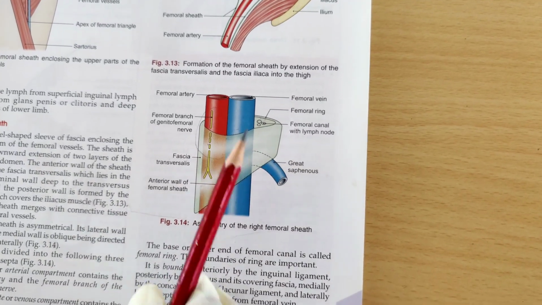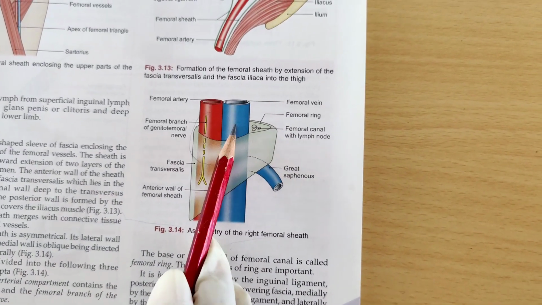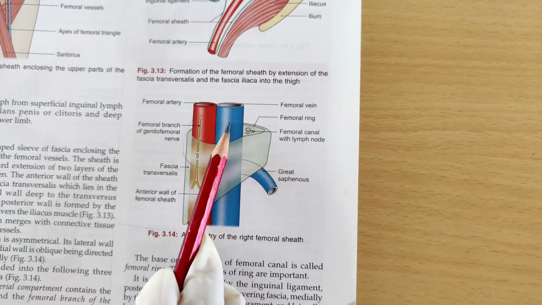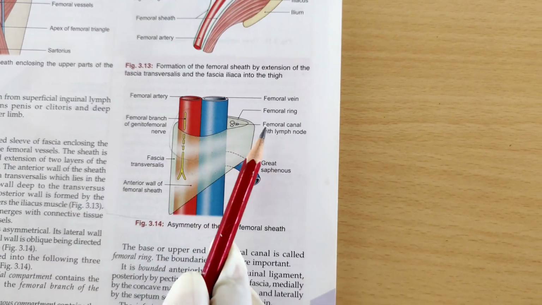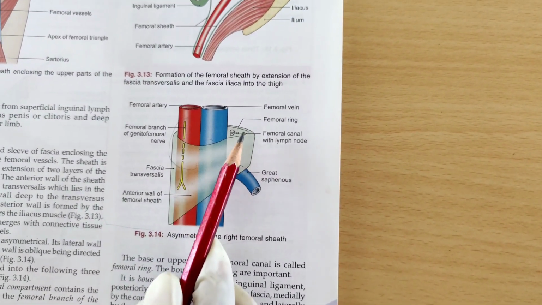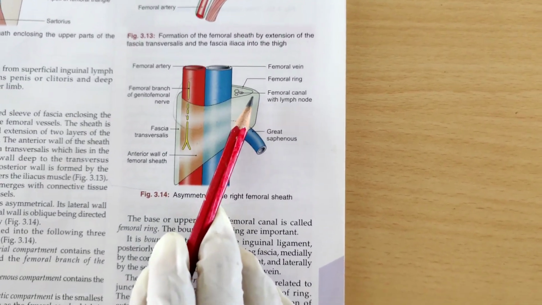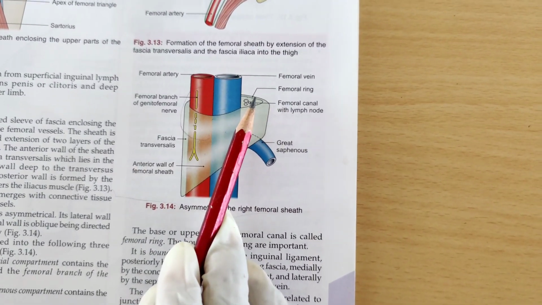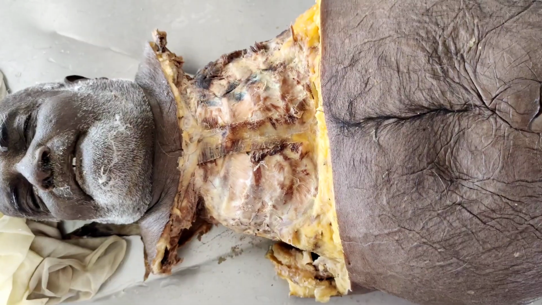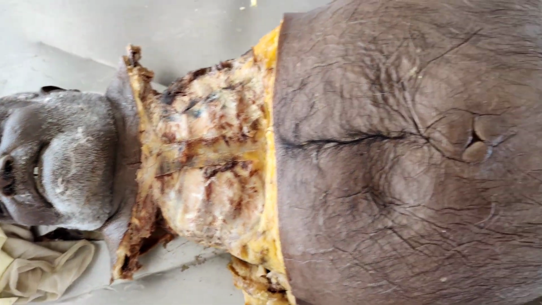Now we'll see the intermediate compartment. You can also say the venous compartment because it contains the femoral vein. And the most medial compartment, or the lymphatic compartment, is the smallest one and is known as the femoral canal. Now we will see the dissected part.